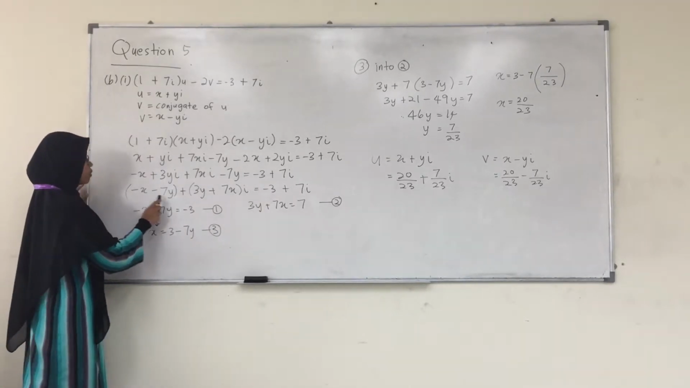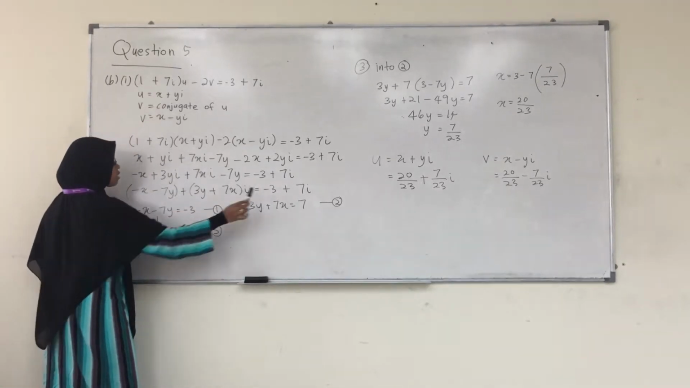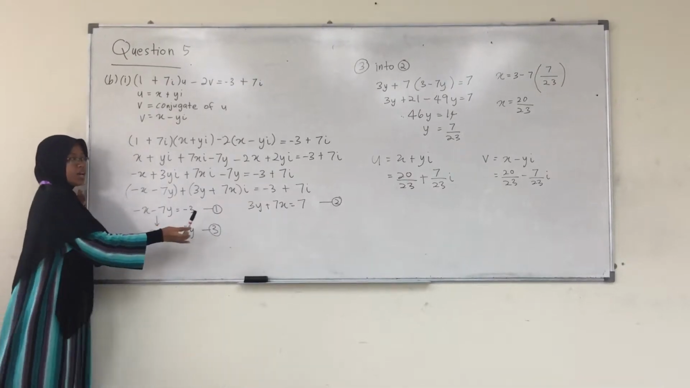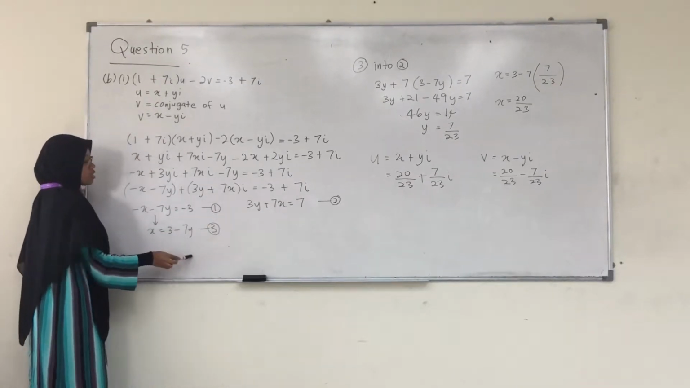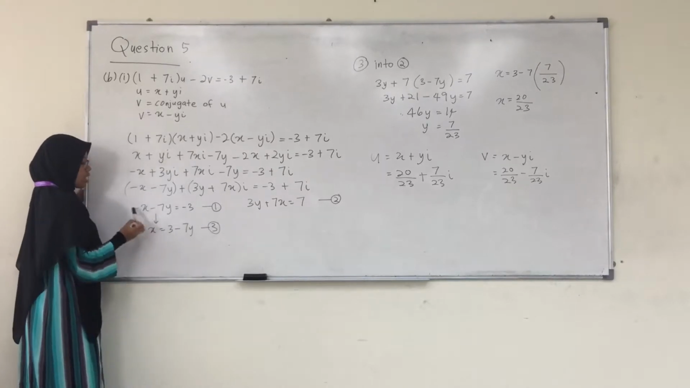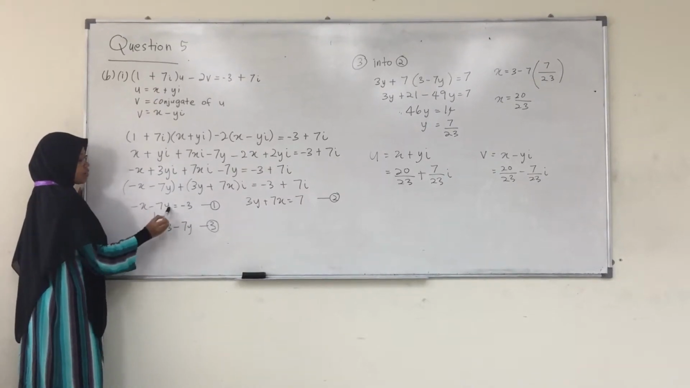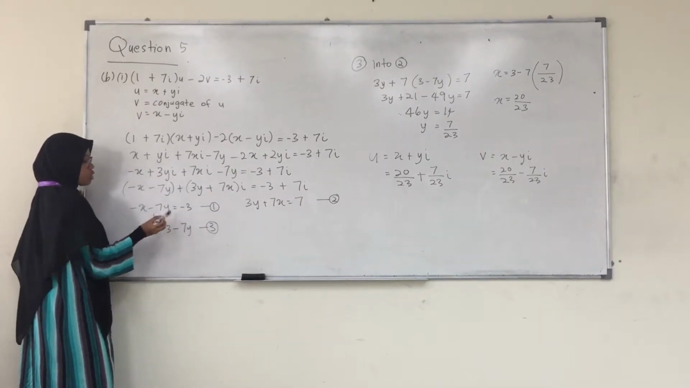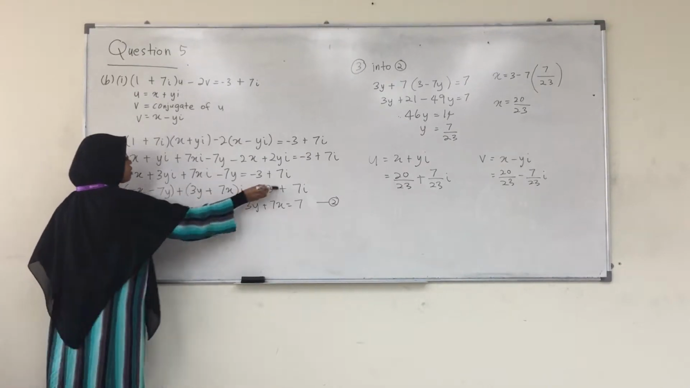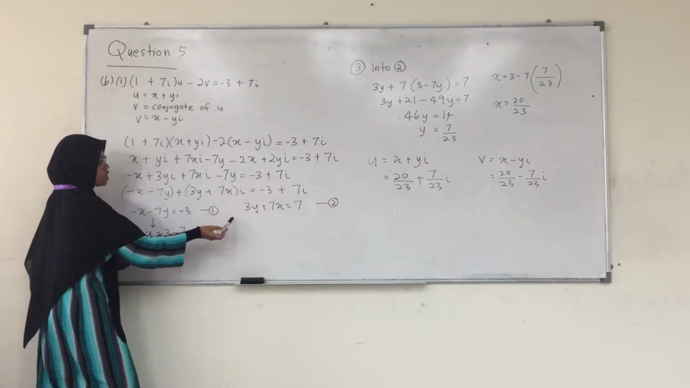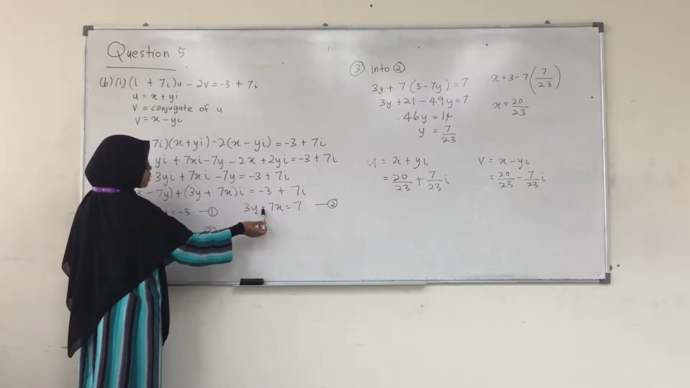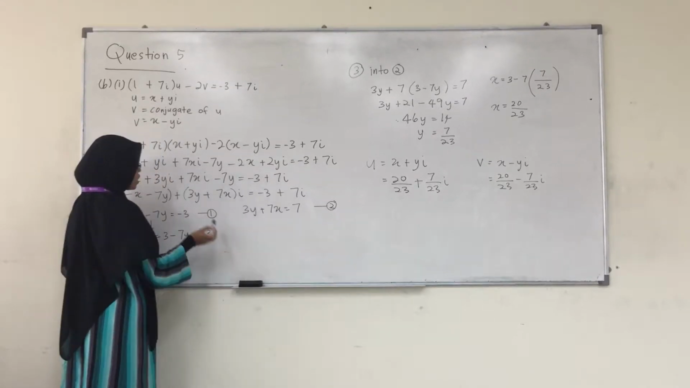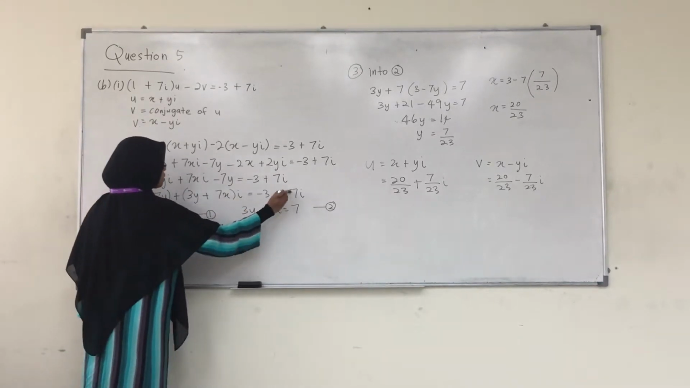From the right hand side and left hand side, we can compare and derive two equations, which are negative x minus 7y equal to negative 3, taken from here and here. And the second equation is 3y plus 7x equal to 7, taken from this and this.